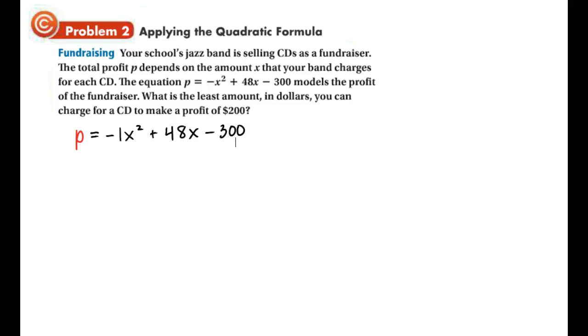So we're given the quadratic equation, and you notice that the a value is negative 1. We're going to be plugging in our ideal profit of $200, so that's going to be substituted in for the P. In order to get this quadratic in standard form and get 0 on one side of the equation, we want to subtract 200 from both sides.